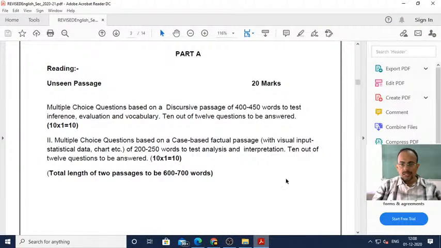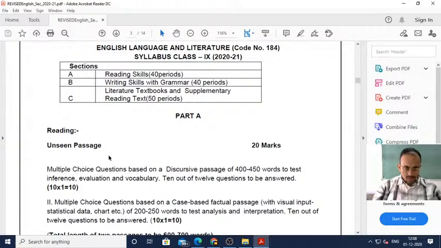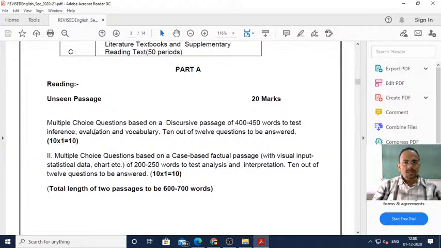Today we'll just discuss the changes in syllabus and pattern. So let's get started. As you can see here, nowadays the entire question paper has been divided into two parts. Part A will comprise all the multiple choice questions and objective type questions.